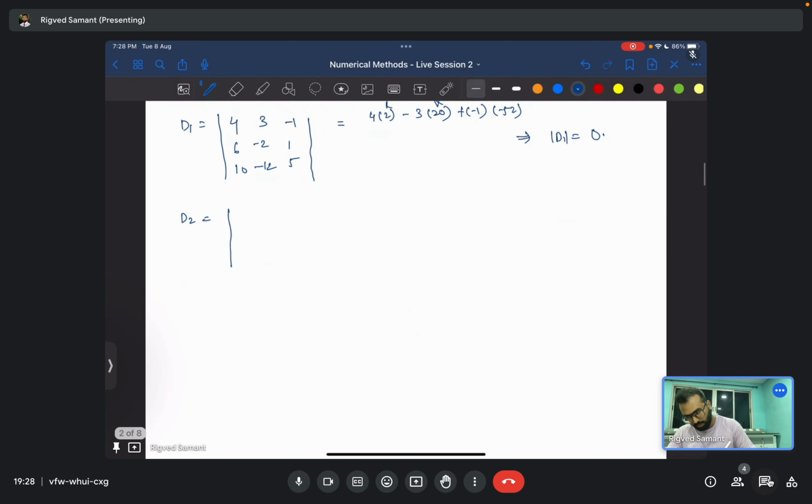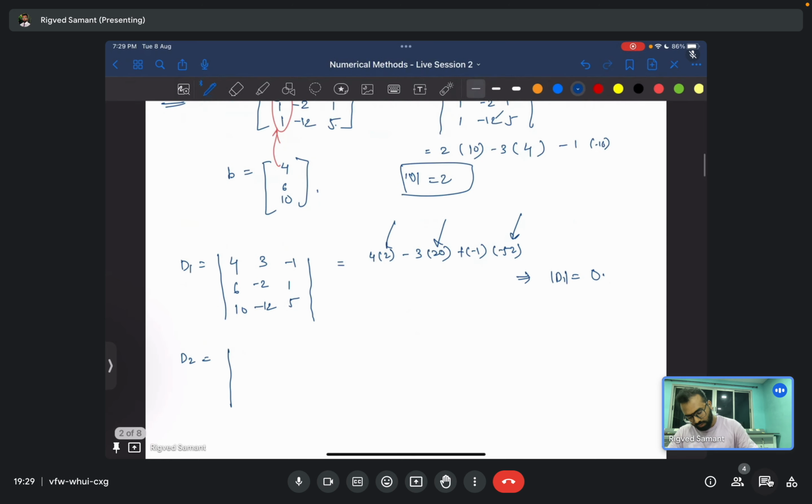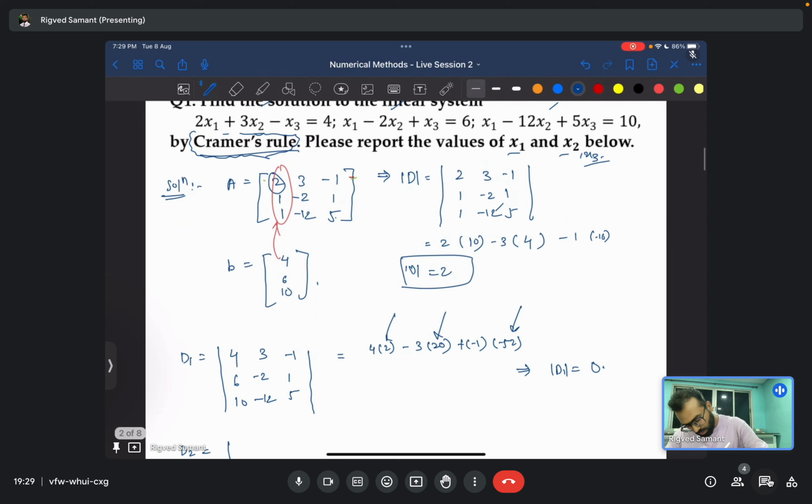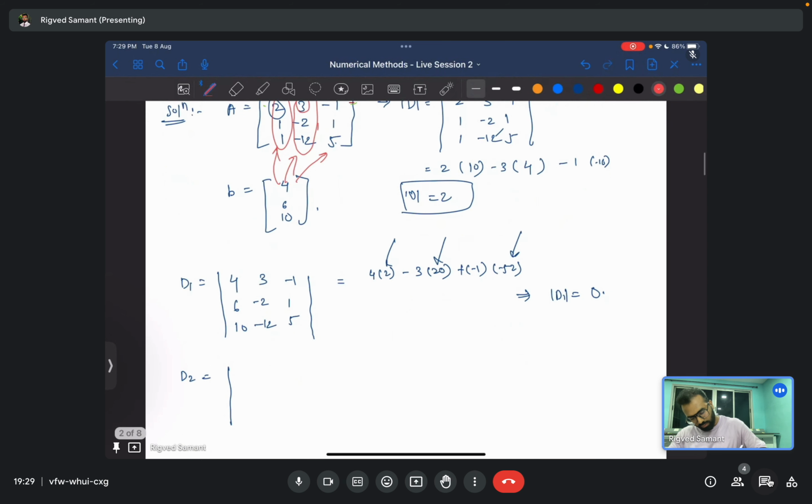Similarly, now for the second one, how will we calculate D2? Now you will hide this point. We are working on this point, right? So instead of this column you will put this column. D3 similarly, you will keep these two similar and you will put the B here. So what will be your determinant matrix? Determinant will be, you will take 2 1 1, 4 6 10, minus 1 1 5.